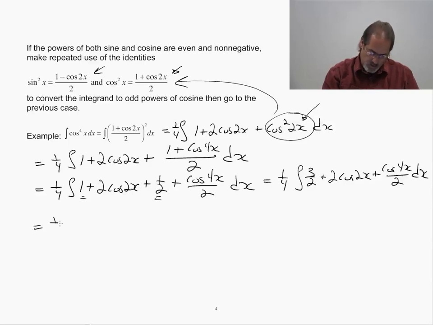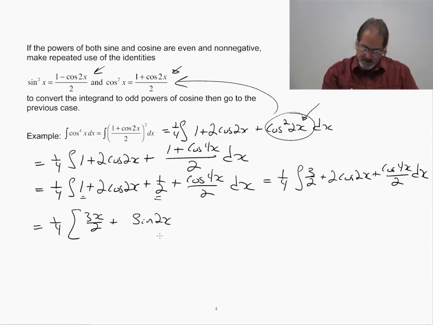So this will be 1/4 times 3x over 2 plus, let's see, I know that when I take the antiderivative of cosine of 2x, I'm going to have a sine of 2x. And when I take the derivative of sine of 2x, I'll get cosine of 2x times 2, which is exactly what I want. So that's what I need there.